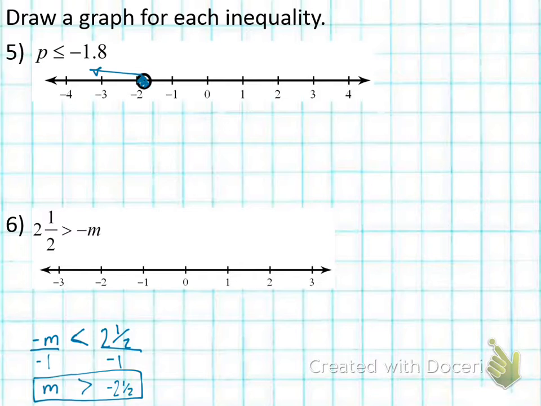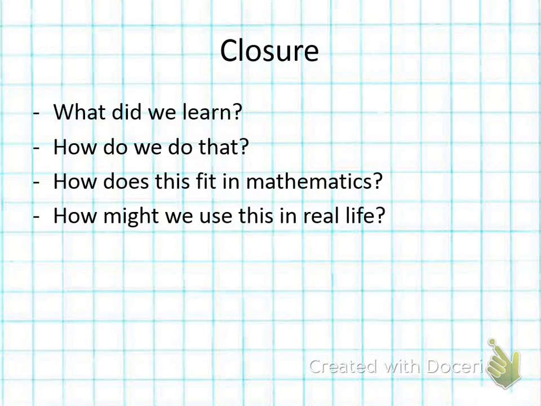-2.5 is between -2 and -3, right in the middle. So we draw a circle right in the middle. And it's pointing to the right because it's greater than. And do we fill in the circle? Nope. That's it. All right. So that concludes this lesson.